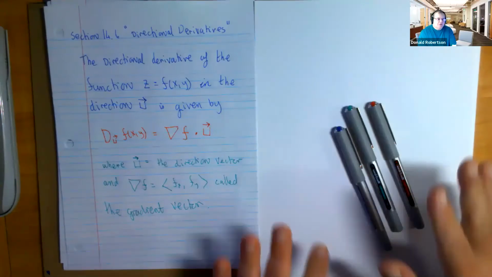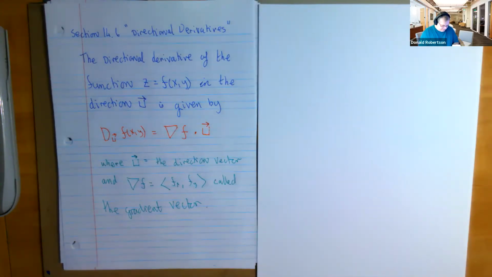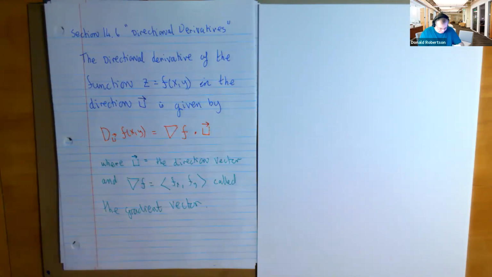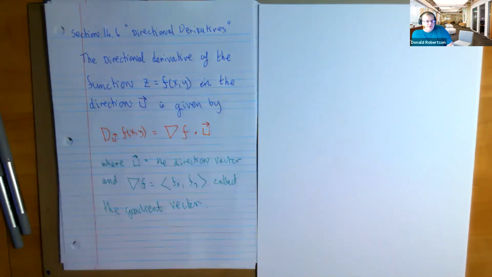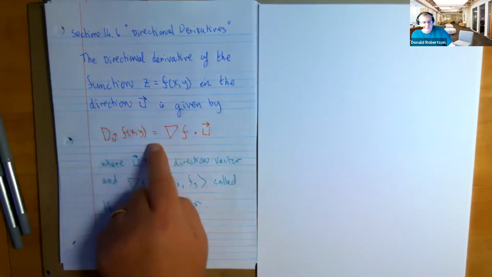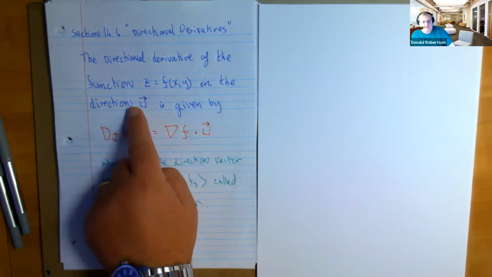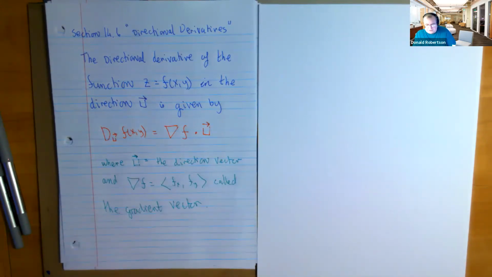We are going to be working on section 14.6 today, and we're basically looking at what's called directional derivatives. A directional derivative of, say, a three-dimensional function such as z equals f of x y in the direction of the vector u is given simply by the dot product of the gradient with the direction vector u. U is the direction vector, and delta f is the gradient vector.